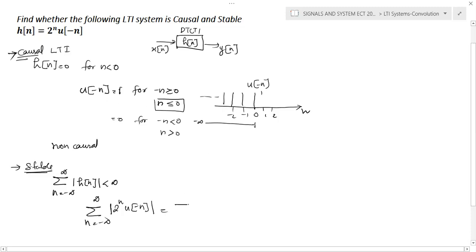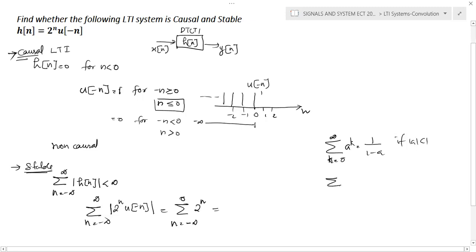From this, it's clear that the signal exists from n is equal to minus infinity to 0, and u of minus n is equal to 1, and you can simply write it's 2 raised to n. And here the limit is from minus infinity to 0, but we know a formula for the infinite sequence, for example, sum over k from 0 to infinity of a raised to k is 1 by 1 minus a if modulus of a is less than 1. And here the limit is from minus infinity to 0, so we need to change it to positive. So we can reverse this.